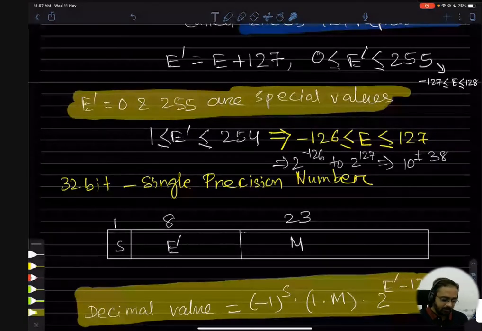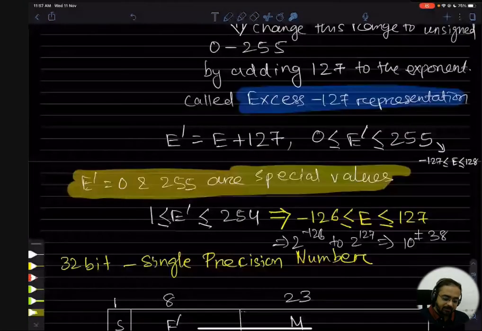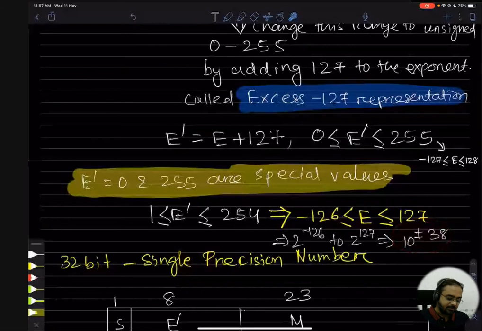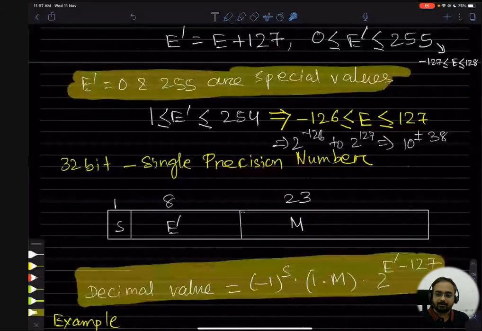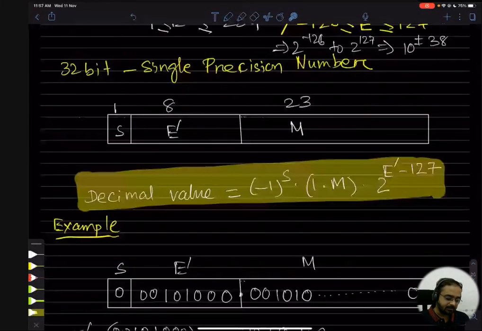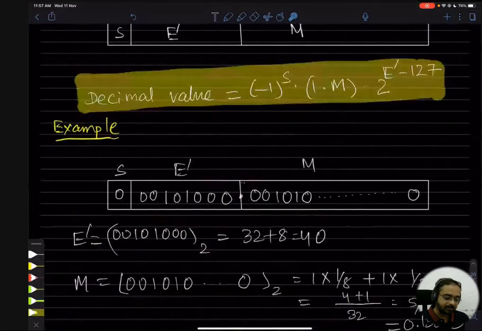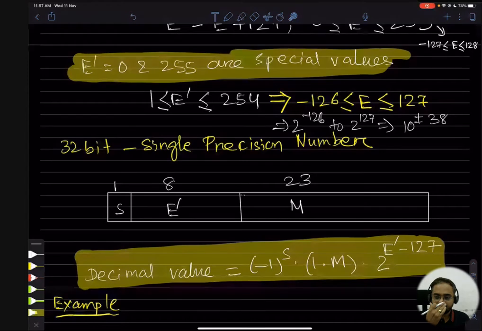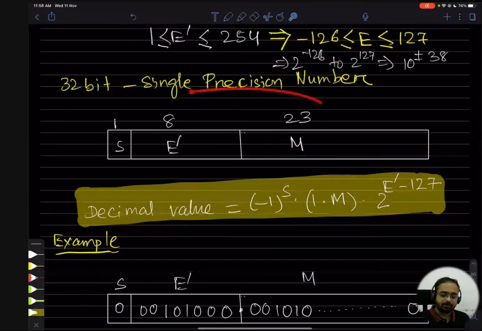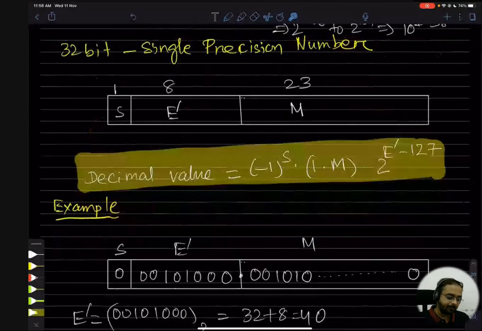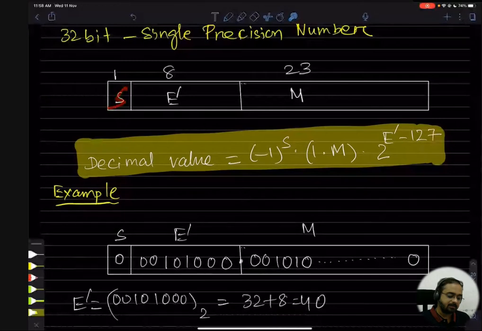No class. Okay. So till now we are looking at the 32-bit representation, which is called single precision number. And the 64-bit representation is called the double precision number. Now we will take one example, and we will see how a number is represented in binary and how to convert it into a decimal number. This is our 32-bit format. S will be the sign bit, E dash will be in excess 127 format, and M will be 23 bits.